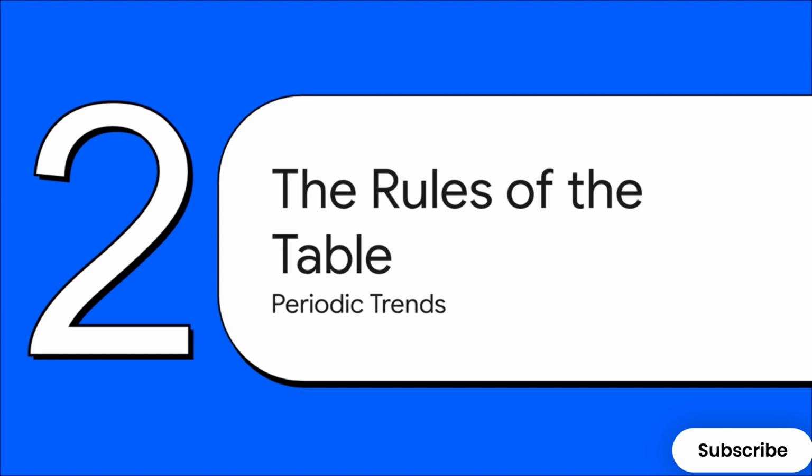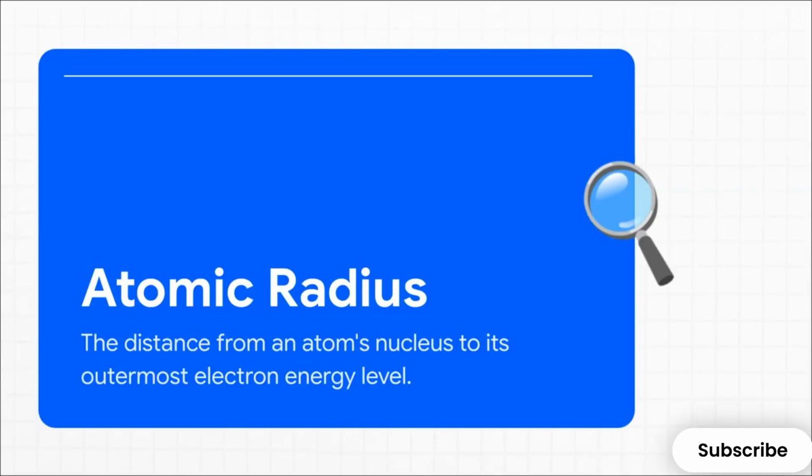Okay, so we've got the neighborhoods down, but how do you actually get around? Every map needs rules, a legend, a key, a compass. For our periodic table map, these rules are called periodic trends. Once we master these, you'll be able to predict how pretty much any element is going to behave. First rule on the list, atomic radius. To put it simply, this is just the size of the atom. Think of it like the distance from the very center of the city, the nucleus, all the way out to its most distant suburbs where the last electrons are hanging out.